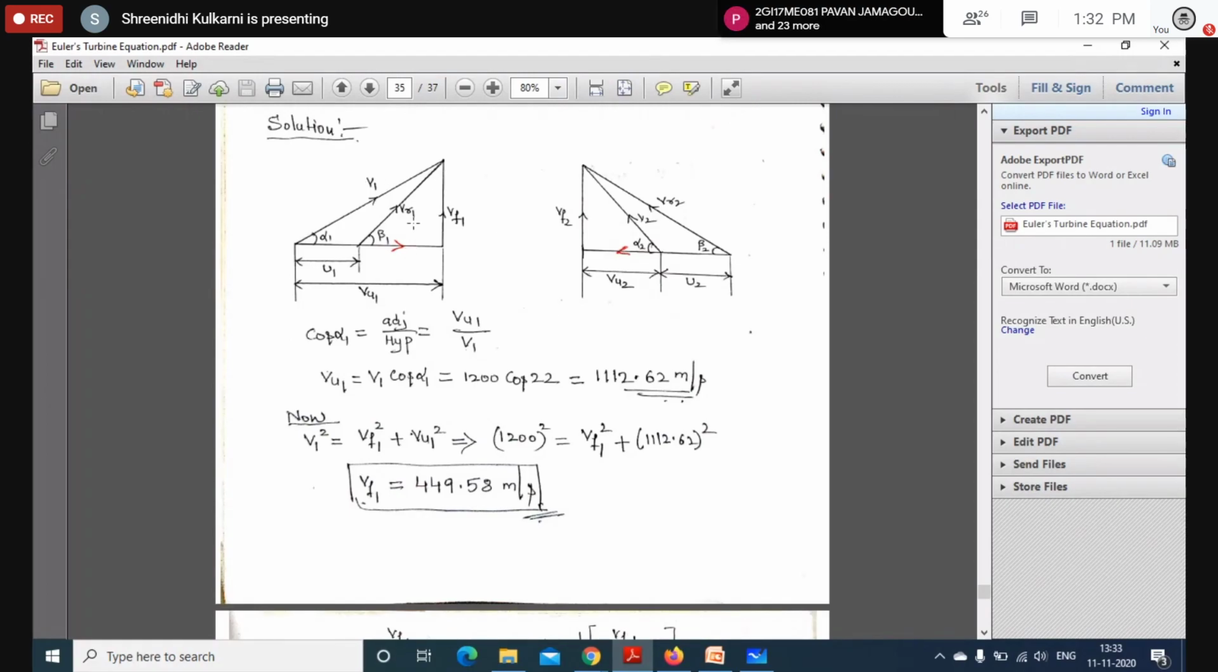So from the inlet velocity triangle, we'll get VU1 as 112.62 meter per second. By applying the Pythagoras rule, we find out what is VF1. So V1 square is equal to VF1 square plus VU1 square. So the VF1 value is 449.58 meter per second.